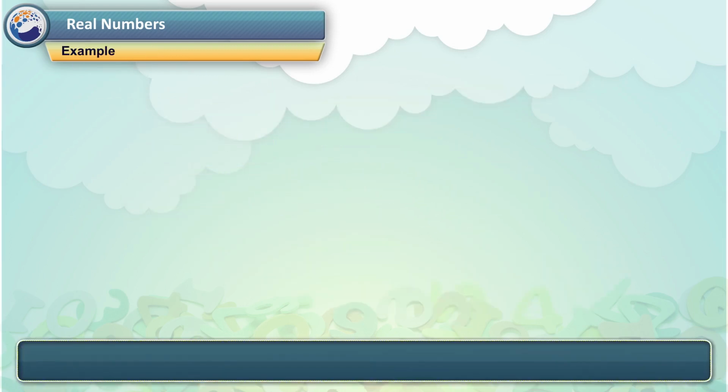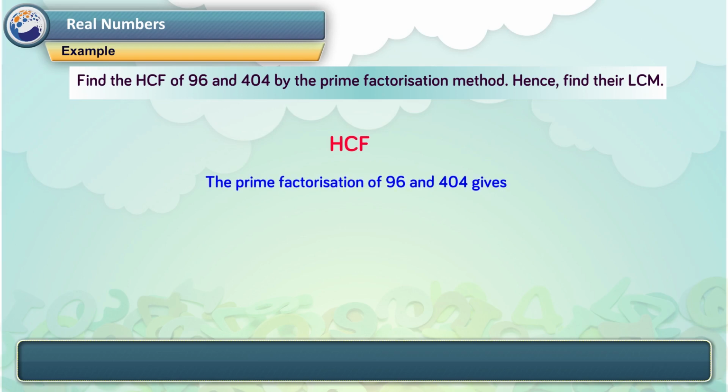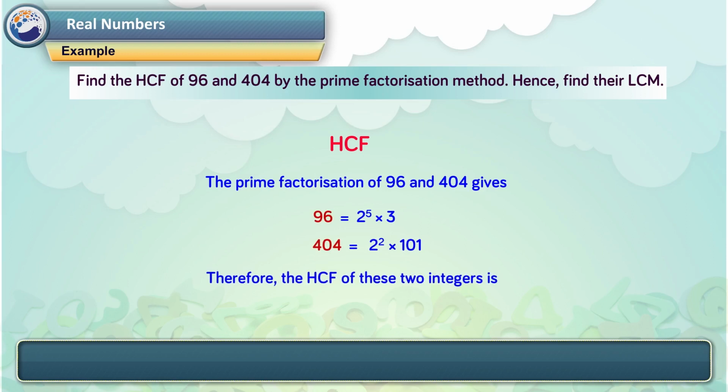Let us take another example. Find the HCF of 96 and 404 by the prime factorization method, hence find the LCM. Solution. The prime factorization of 96 and 404 gives 96 is equal to 2 raised to 5 times 3, 404 is equal to 2 raised to 2 times 101. Therefore, the HCF of these two integers is 2 into 2 is equal to 4.